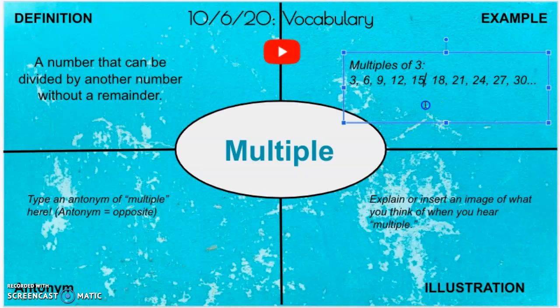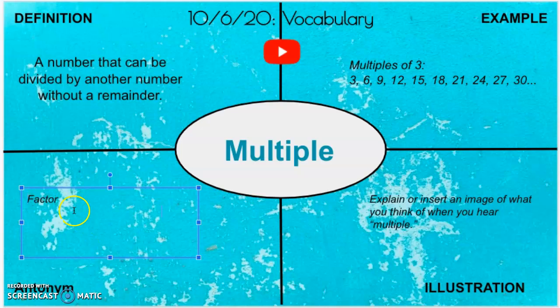All right, so now let's take a look at down here, an antonym. So we're going to type an antonym of this vocabulary word, multiple, here. Antonym is the opposite. So instead of a multiple, you might know that multiples can go on and on and on. Well, what can't go on and on and on and on? So an antonym of the word multiple, which is going to be a sneak peek for tomorrow, is actually going to be a factor.